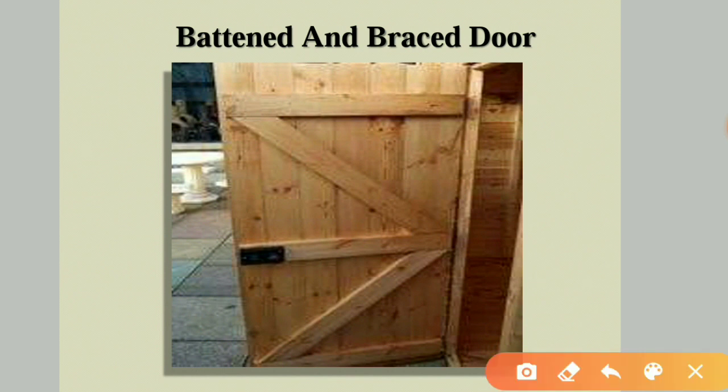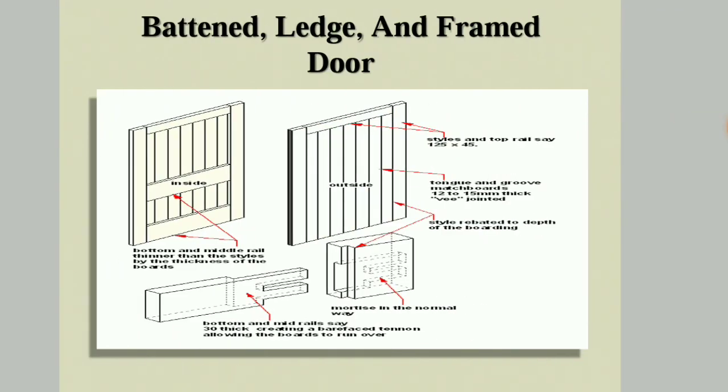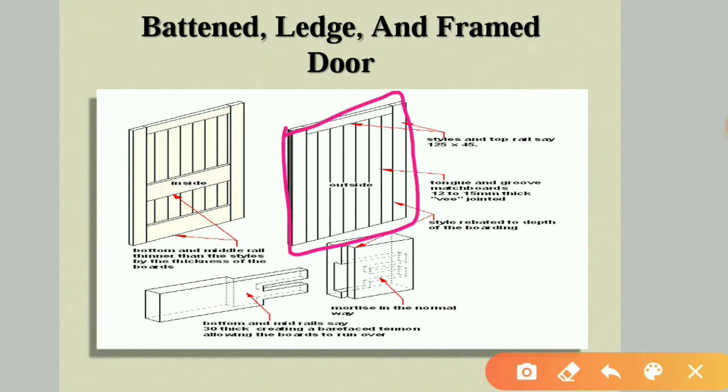Batten and braced door. Along with the battens, bracing is provided here. These are the bracings. So, batten and braced door. Next, batten, ledge and frame door. A frame will be there, the outer frame. In between that, ledges will be there and battens will be there. All these are battens. So three components are involved here: batten, ledged and framed door.